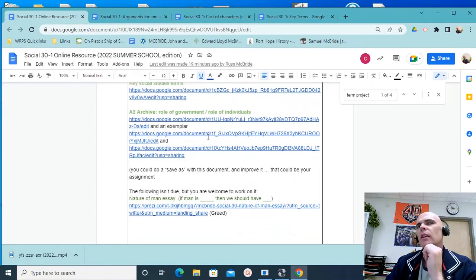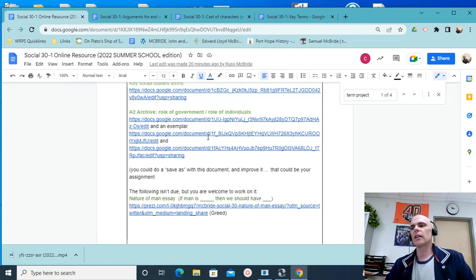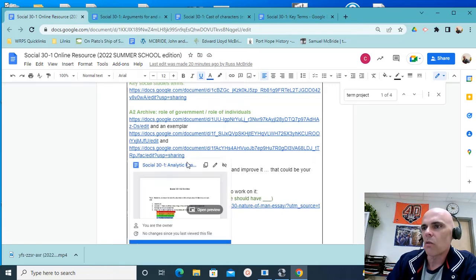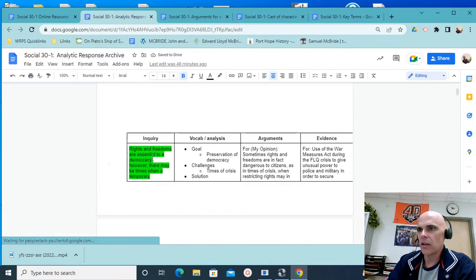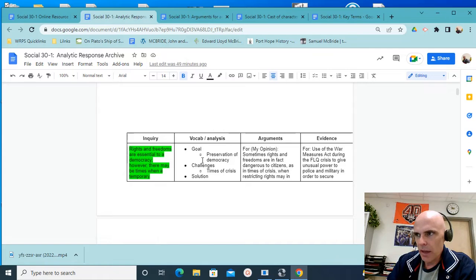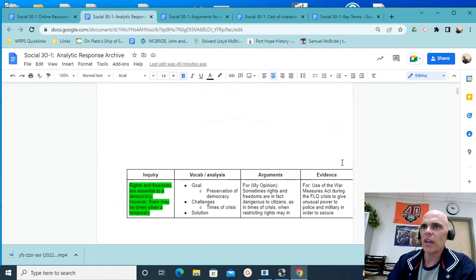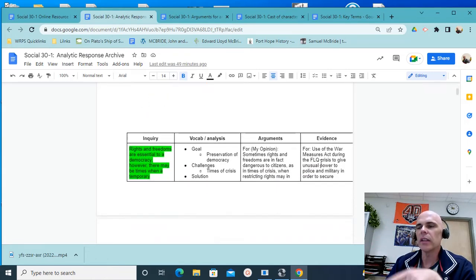We also have all of the old A2s, all the old analytical responses on file. So we know the essays that students have had to write on the diplomas in the past. And I've created a document where we break those essays down. So we break them down. Here's the essay prompt, and this is the key vocabulary. These are the arguments that one could use in response to the essay prompt, and this is the evidence that fits as well.